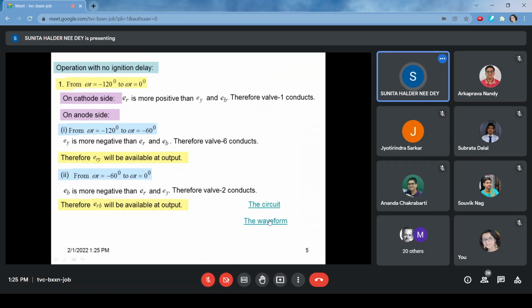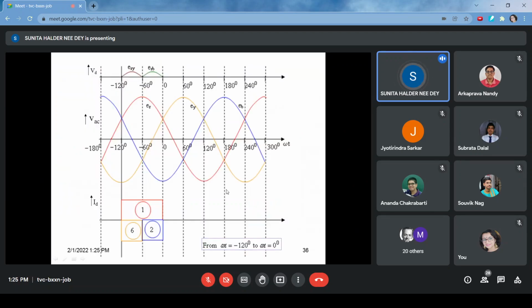Now you see, I am not going to read out this explanation. That is written here. Now let us discuss, say, one complete cycle. So one complete cycle means 360 degrees. It will start from 0 to 360, or any 360 degree span.